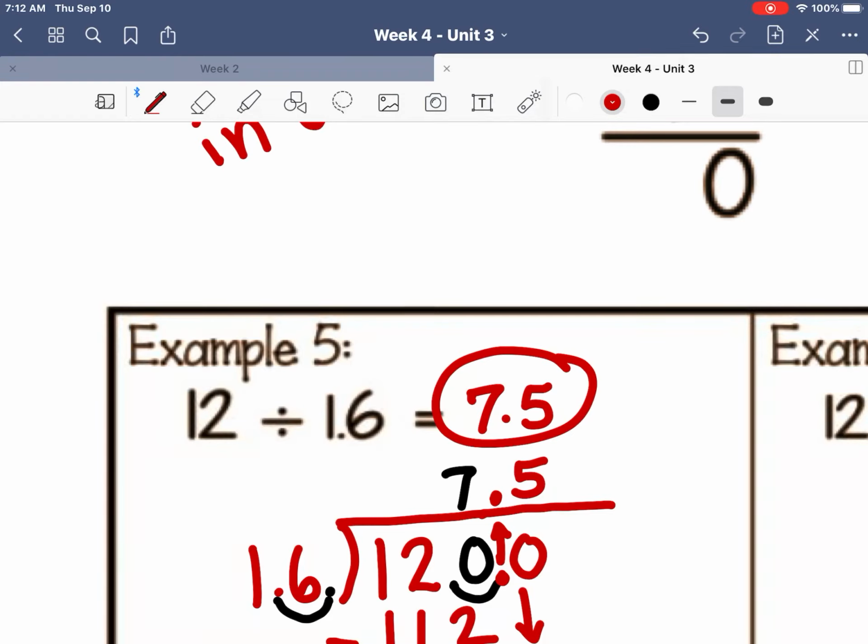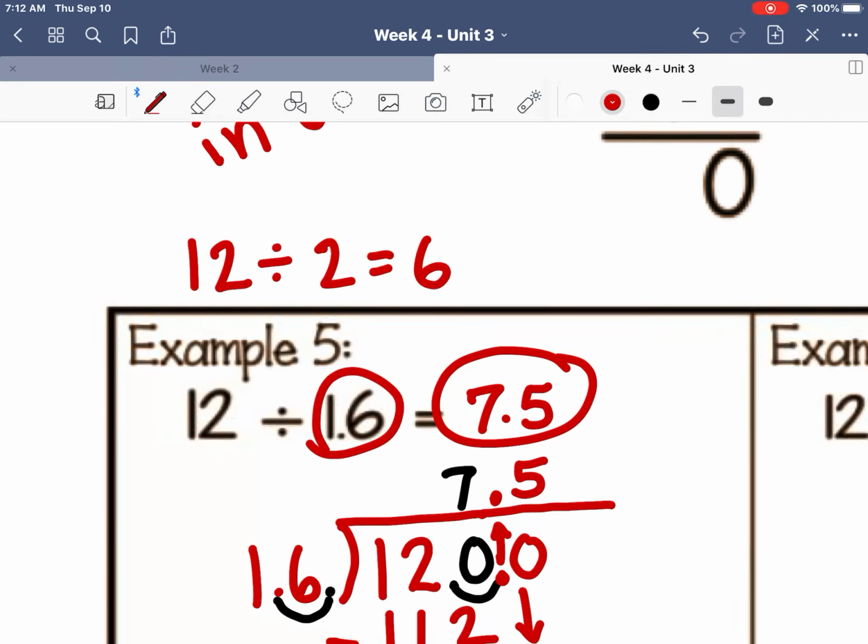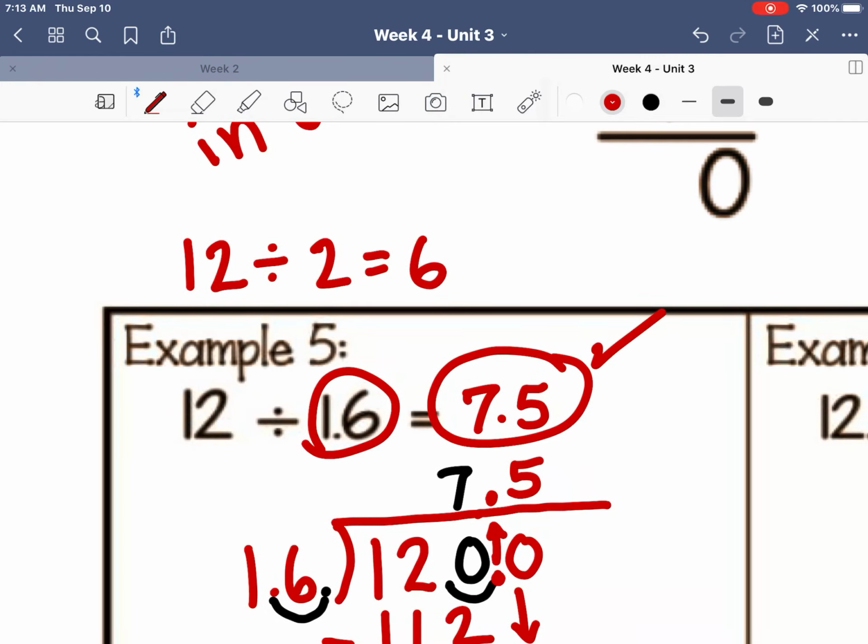Another way you can do this is by estimating. Sometimes I will round my numbers and say, what is 12 divided by 2? It equals 6. I just rounded 1 6/10 to 2 to see if my answer makes sense. And my answer does make sense, because 6 and 7 1/2 are pretty close together.